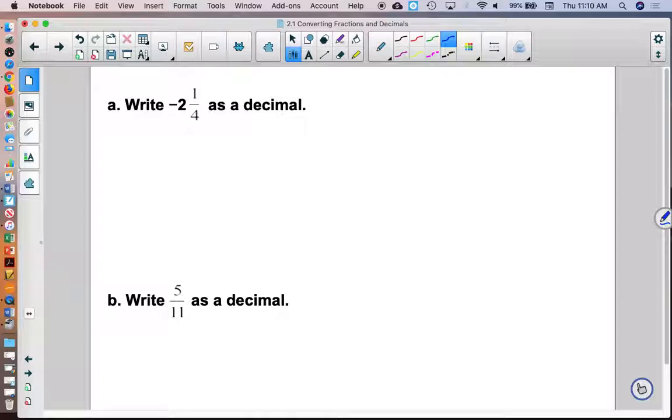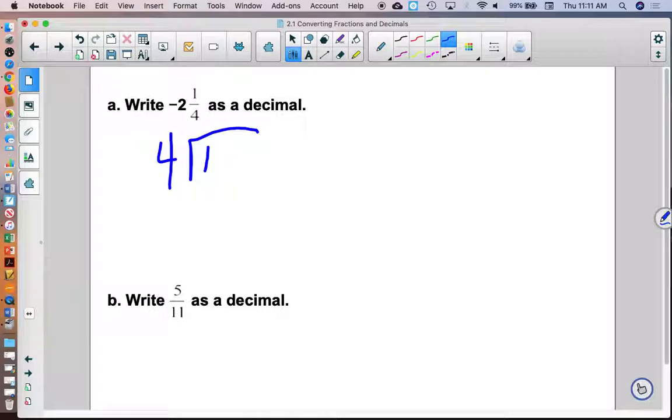Let's write -2 1/4 as a decimal. Okay, what if I don't know an equivalent of 1/4? How do I write 1/4 as a decimal if I don't know it? How do I find it, Jaslyn? 1 divided by 4. Yeah. If I don't know, I've got to do 1 divided by 4. 1 goes in the house, it's the dividend, divided by the divisor, which is the 4, and the quotient will give us a decimal.